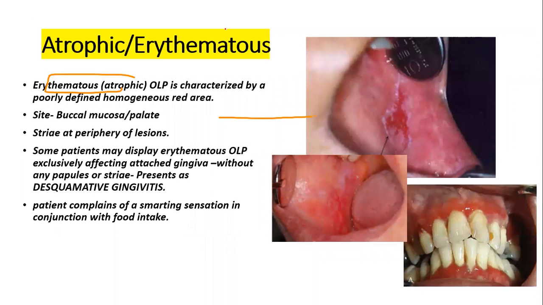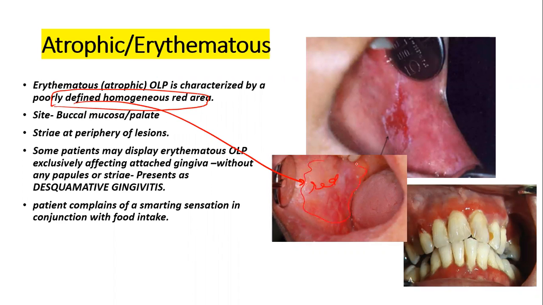So starting with the erythematous or the atrophic form, it is characterized by a poorly defined homogeneous red area. So in this diagram, you can see a red area which is diffuse in its outline. There are striae at the periphery. Very clearly, you can make out there is a diffuse red area with striae in the periphery.